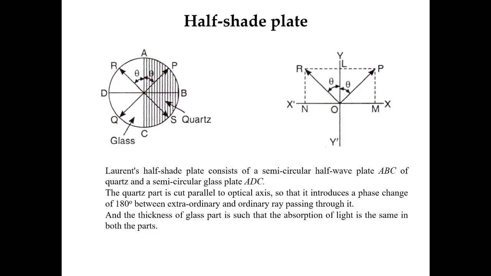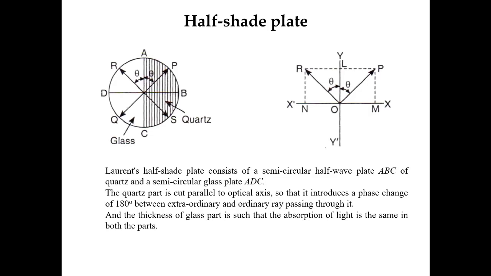The plane of vibration of the plane polarized light incident normally on the half-shade plate is along PQ. Here, PQ makes angle theta with the vertical optic axis. The vibrations emerge from the glass plate as they are. Inside the quartz plate, the light is divided into two components, one along the optic axis and one perpendicular to the optic axis. So OL is the extraordinary ray and OM is along the ordinary ray.